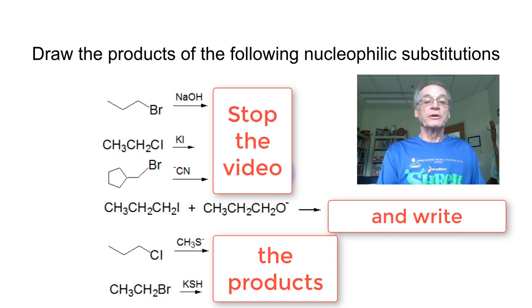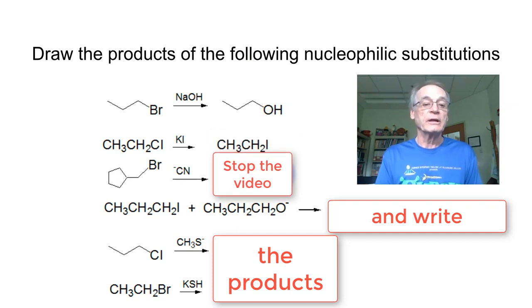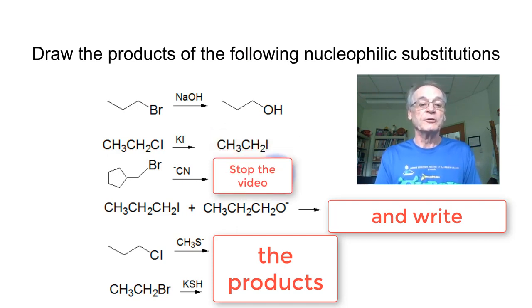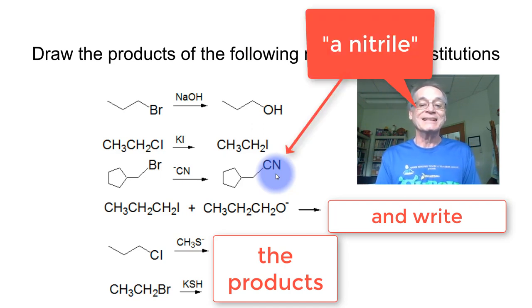Okay, so here are the answers. First one, we replace the bromine with a hydroxide. It becomes a neutral alcohol. Pretty simple, just replace the bromine with an OH. Second one, we're going to replace the chlorine with an iodide, and so instead of ethyl chloride, we get ethyl iodide. Third one, we're replacing the bromine with a cyanide, and so it becomes what's called a nitrile. That is a C triple bond N molecule called a nitrile.